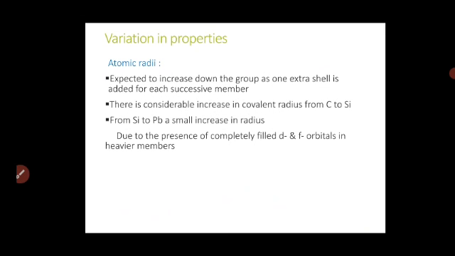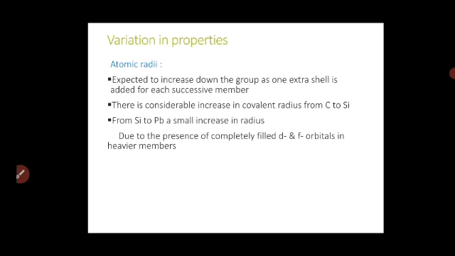Now why is it so? Again it is due to the presence of d orbitals and f orbitals, which are completely filled. Okay, so here one more factor which we have to take into consideration is the shielding effect. This shielding effect sometimes becomes very poor, sometimes moderate, or sometimes very large. It depends on the element, right?